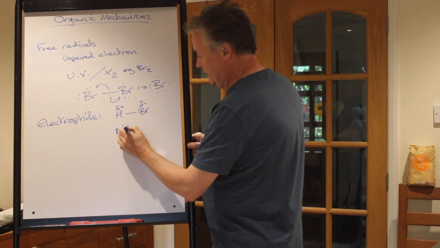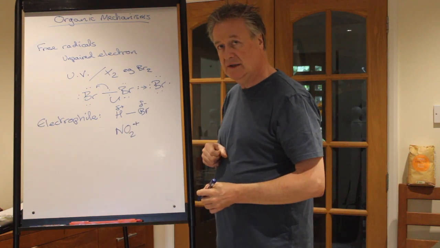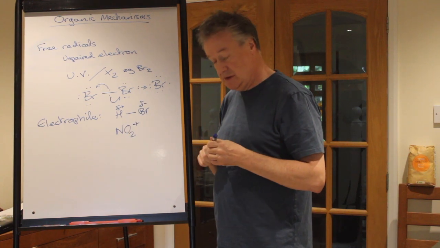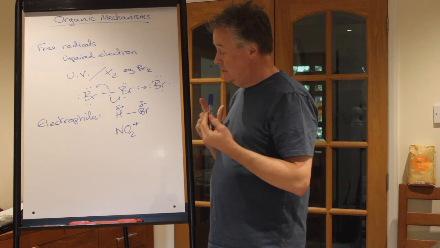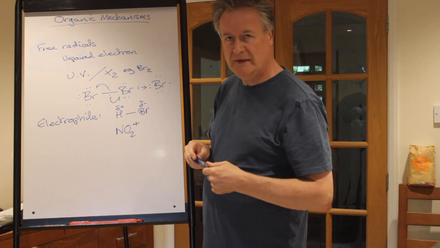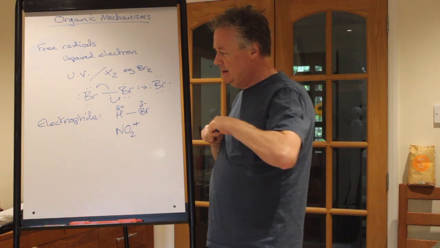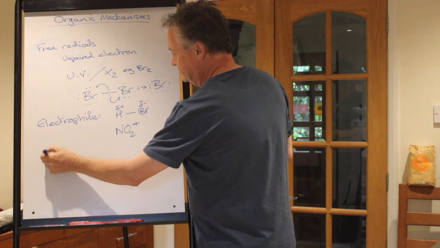There are times when you see, and this is a year 13 thing, you get that, which is also an electrophile, NO2 carrying a plus charge. Well, that'll be an electrophile as well, but that's used in benzene chemistry, which is not a year 12 thing, which is what I'm doing at the moment. And then you have nucleophile.